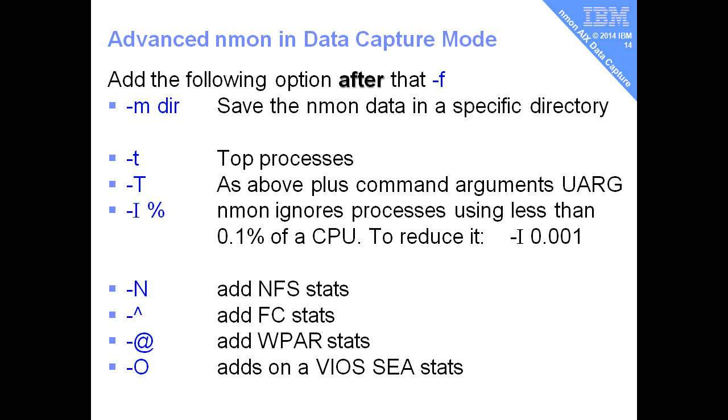-N will add the NFS stats. That's good if it's an NFS server, for example, or you know you're using an NFS client to do some of your work. We also have fiber channel stats, that's the little caret sign. We have the -@ for the WPAR stats. The final one is the VIO server SEA stats. The capital S was already in use, so we use capital O. I think of ocean, so an ocean is a bit like a sea, so that switches on the SEA stats.